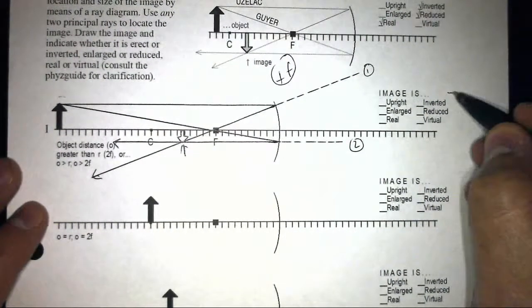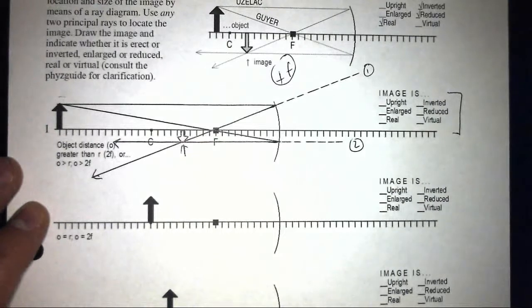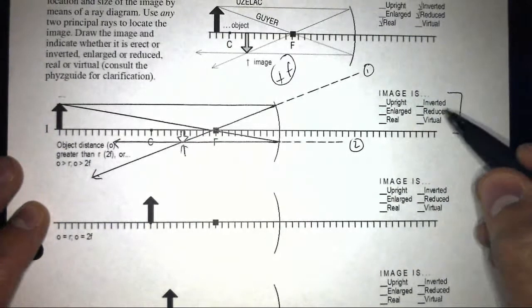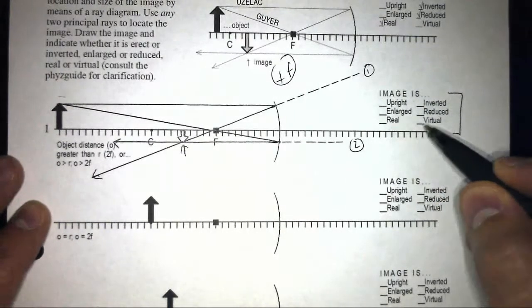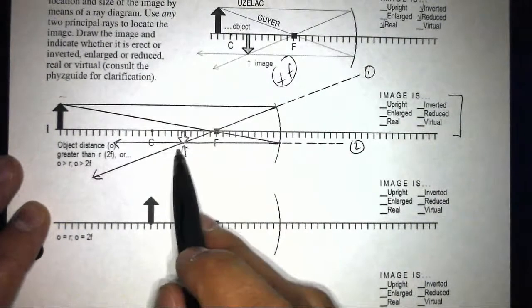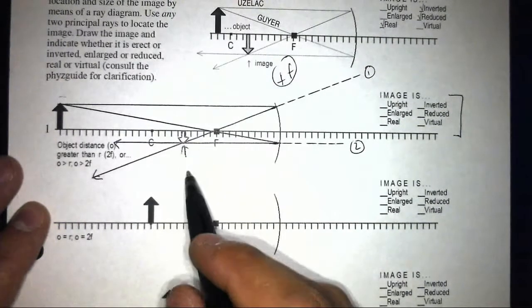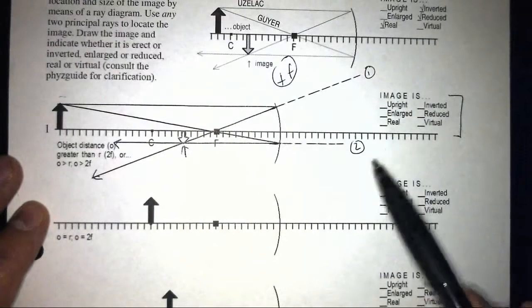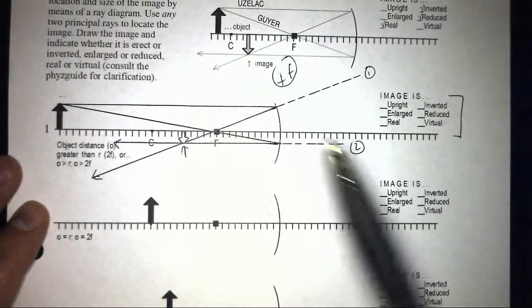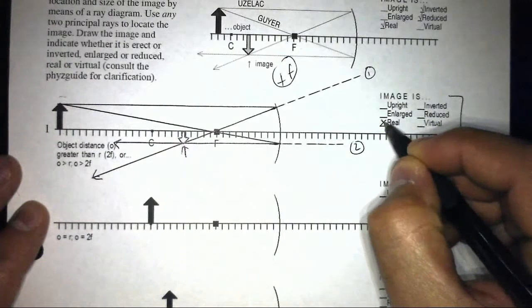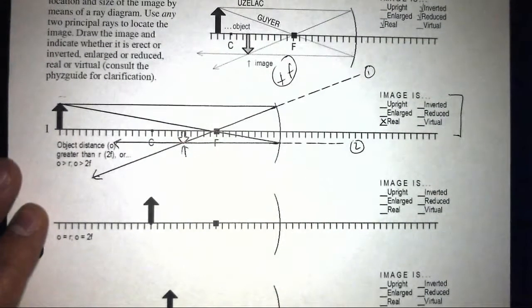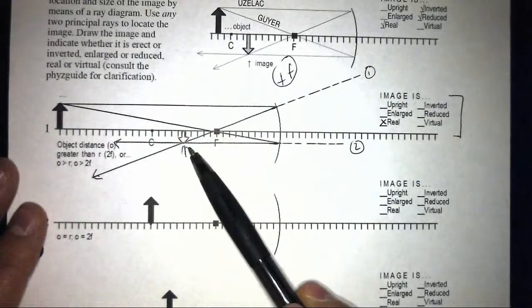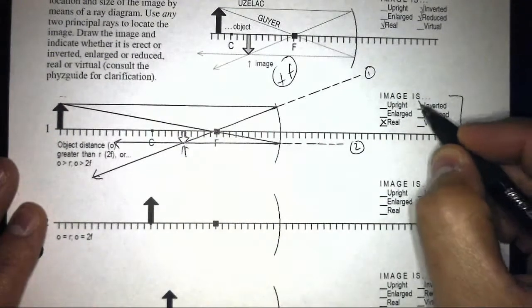We've got to answer these questions about each one of these, whether it's upright or inverted, enlarged or reduced, real or virtual. Well, I can look at this one. If I did it correctly, the first thing we want to do is real or virtual. Notice the virtual rays diverge, and these are real rays that are intersecting. Therefore, the image is real, and since it's real, we know it has to be inverted. They always are, and this one is inverted.